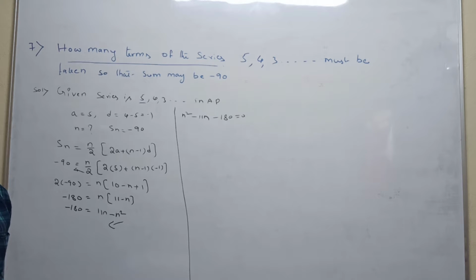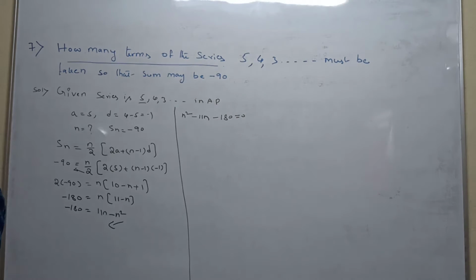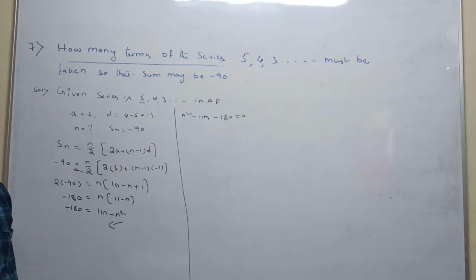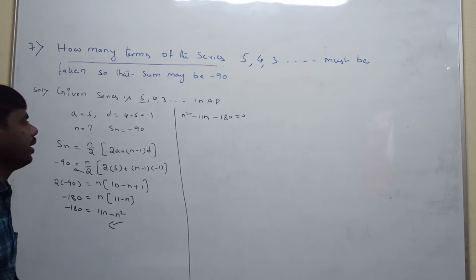There are three methods. One is the factorization method. Second one is the formula method. Third one is the complete square method. Any one method you should apply, and finally we get the n value. So you can easily understand, we are applying the formula method.